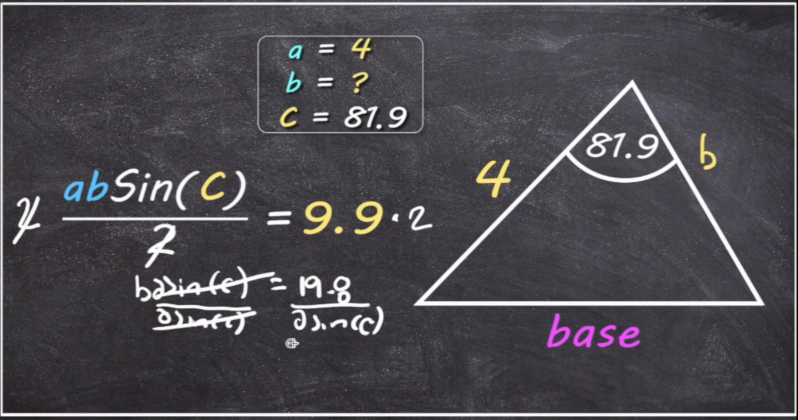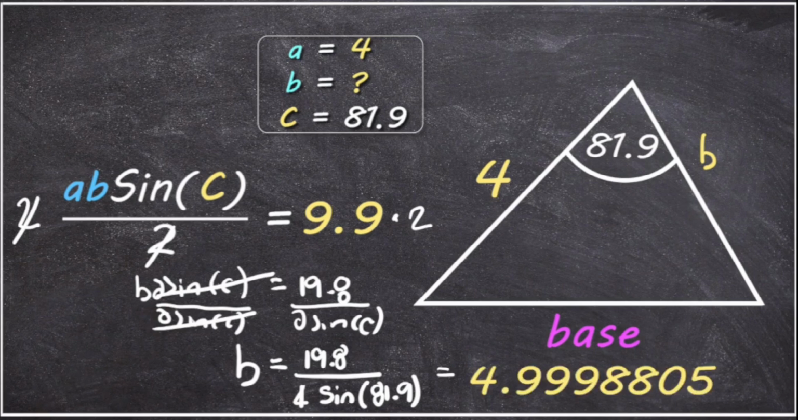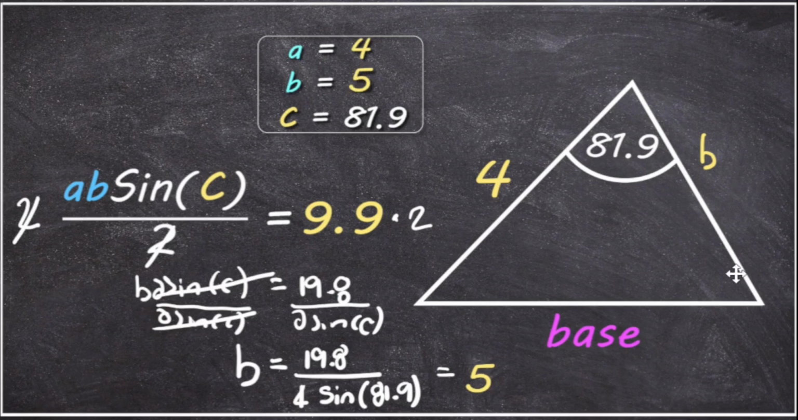We have the values for a and sine of c, so we can just plug that in. So that's equal to 19.8 divided by a, which equals 4, times sine of c, and c is 81.9. And if you run that through your calculator, you'll get that b equals this extremely long decimal, and it is so close to 5, I'm going to call it 5 for the sake of simplicity. And let's not forget to update the variables. And of course the edge b equals 5.